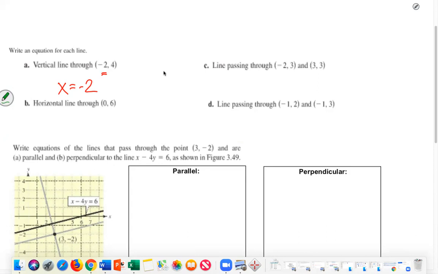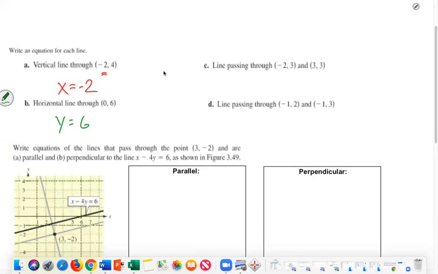Horizontal line is what? If you forget, look at the other one. It would be 6, right? It's what? 6. Yeah, y equals 6.